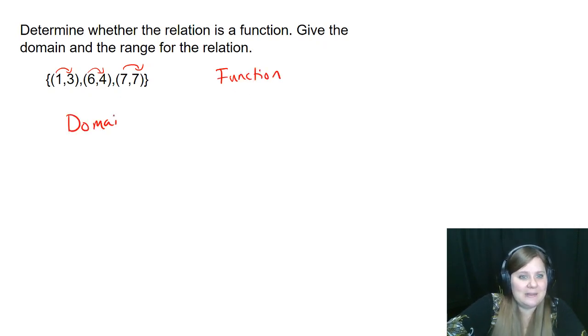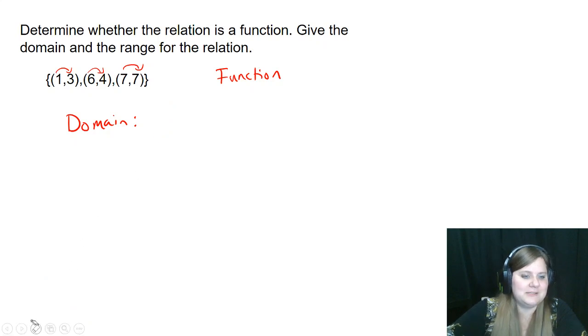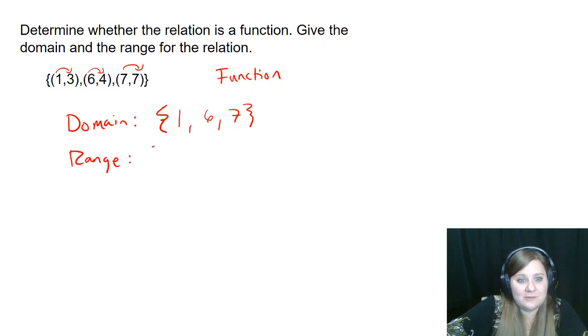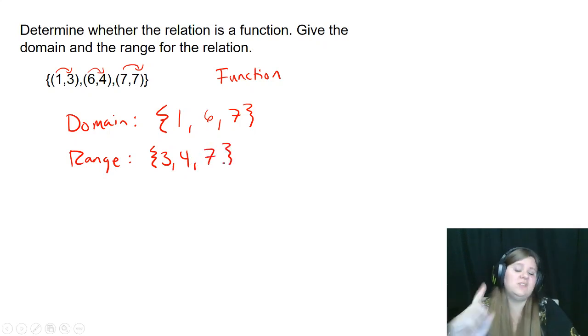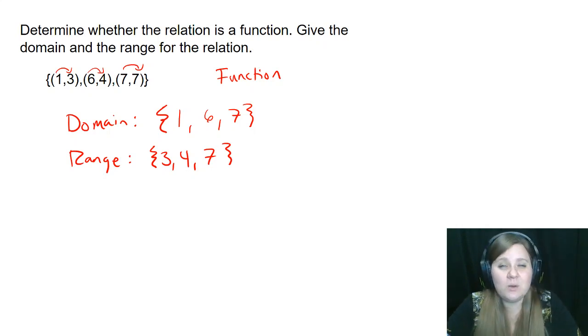The domain is the set of, note the squiggle bracket, and that's a pretty ugly one, I apologize. But the squiggle bracket is going to be in order, 1, 6, 7. The range is going to be the set of, squiggle bracket, all the y's. So that's 3, 4, and 7. Make sure that you use the squiggle brackets because it's a list, all right? And you also put them in order from least to greatest if they're not already.